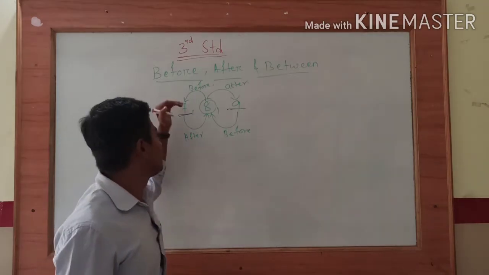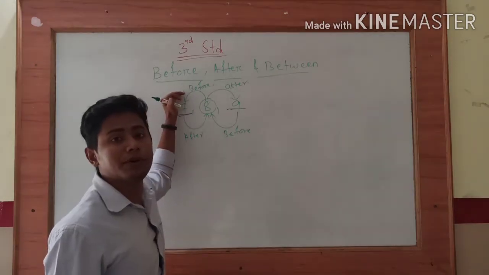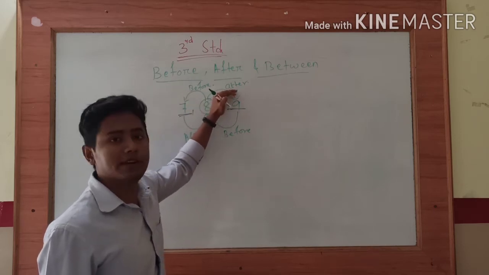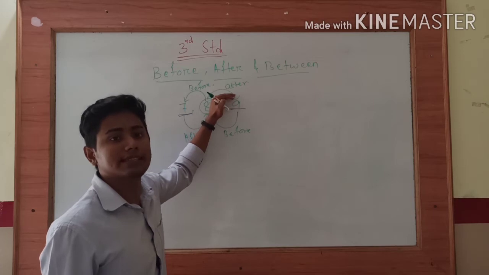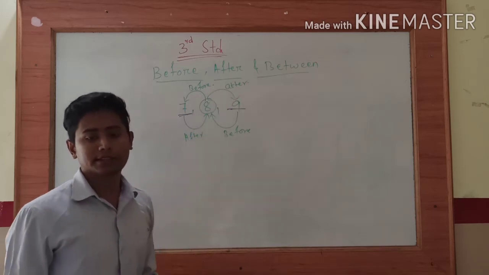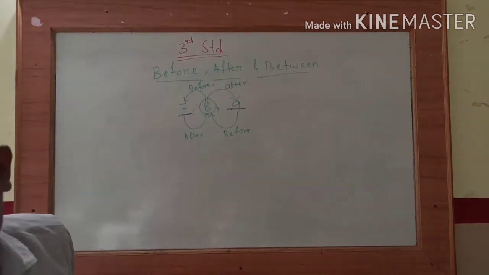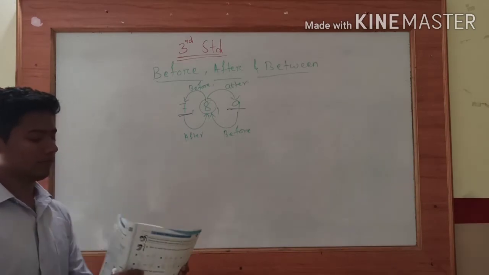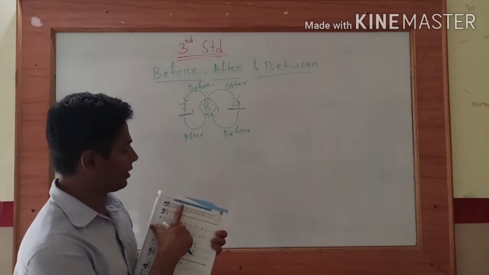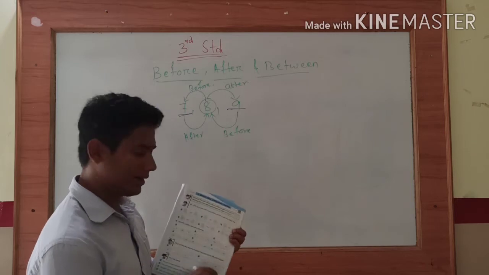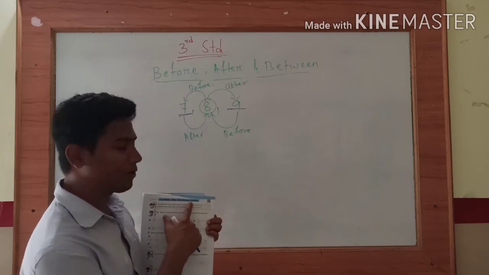So for before we can say predecessor, and for after we can say successor. Predecessor and successor. So now everyone open your textbook. Here the chapter page number 30. Before, after and between numbers.